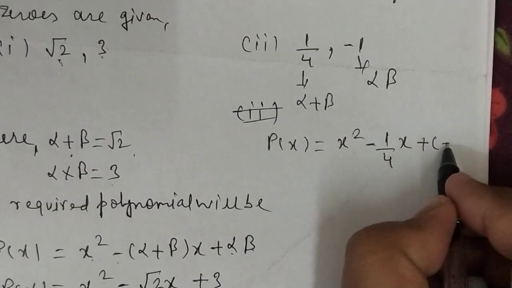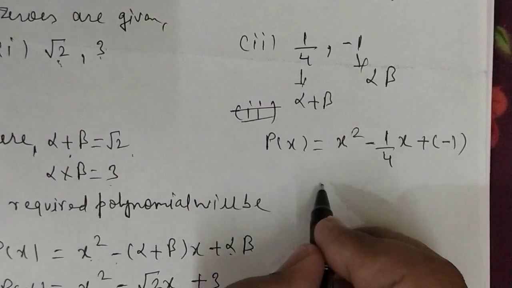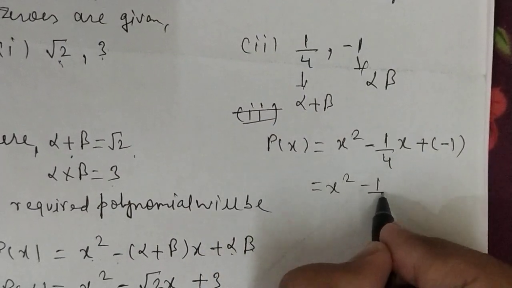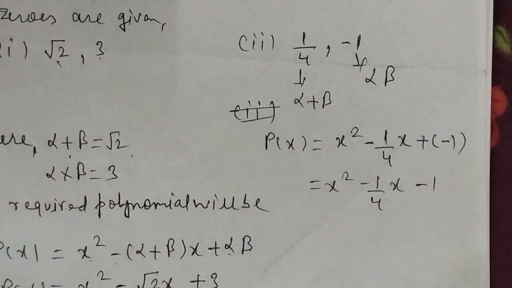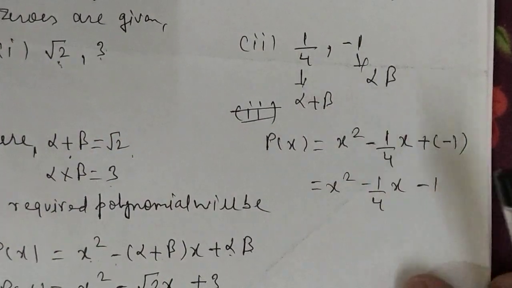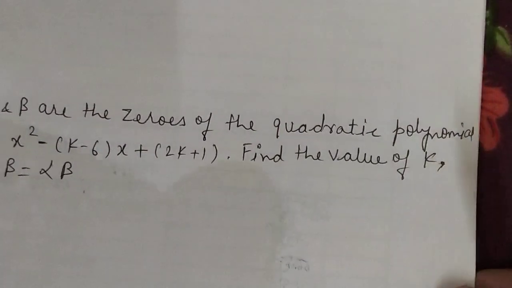Alpha beta is minus 1. So I will write it in bracket, x square minus 1 by 4x minus 1. So this is the required polynomial. Is this clear? Now some more questions we will be doing with the same concept.